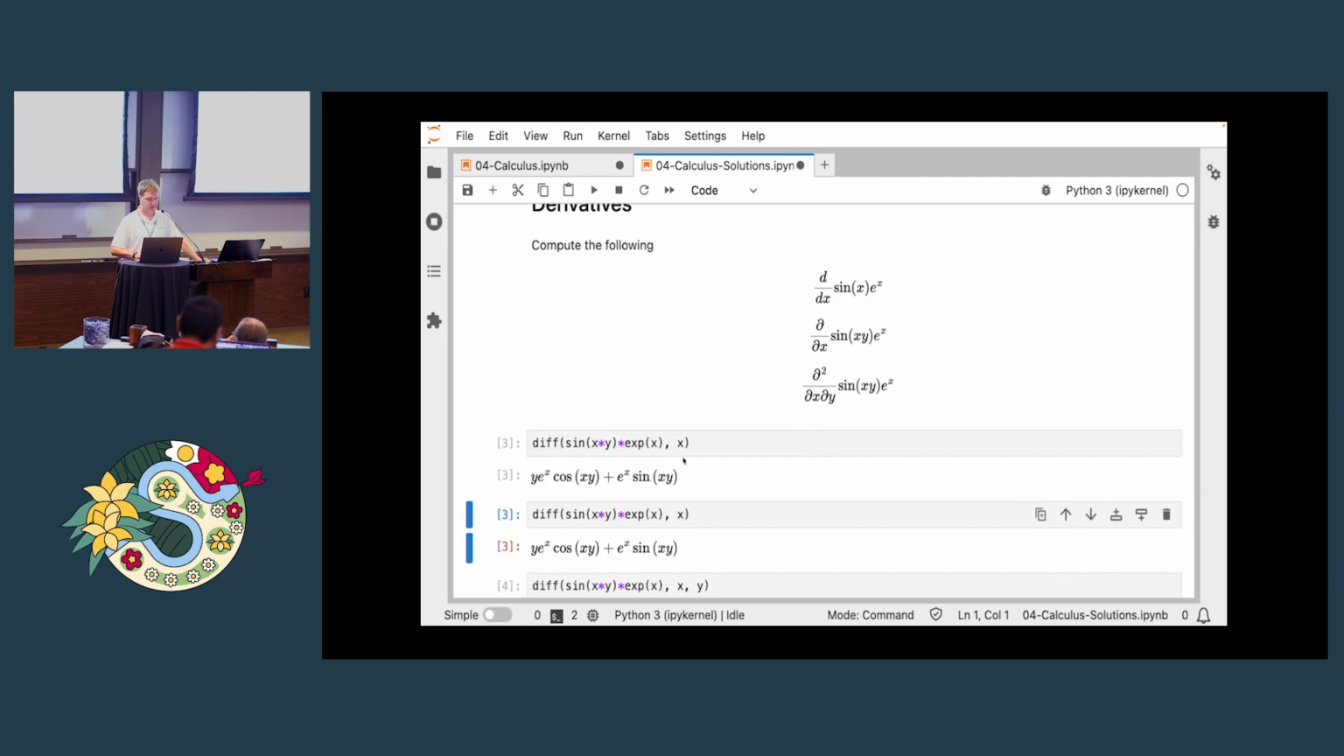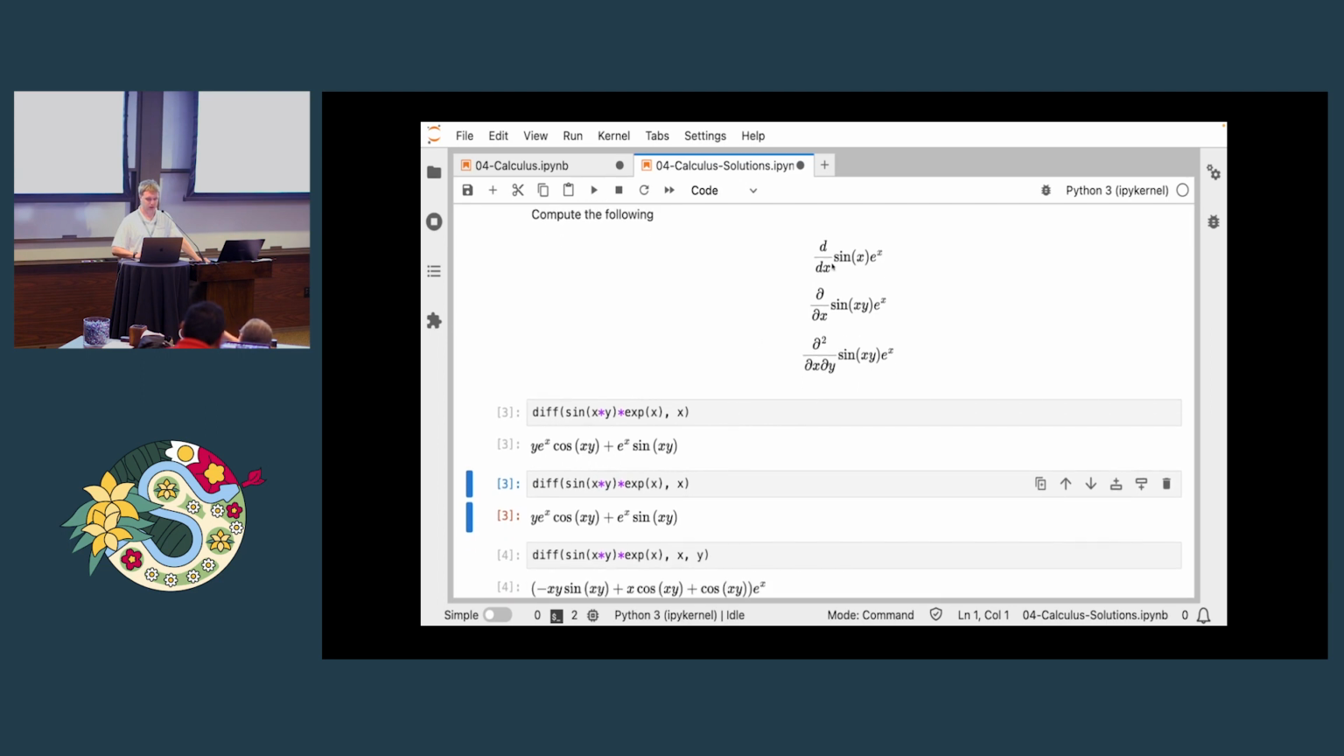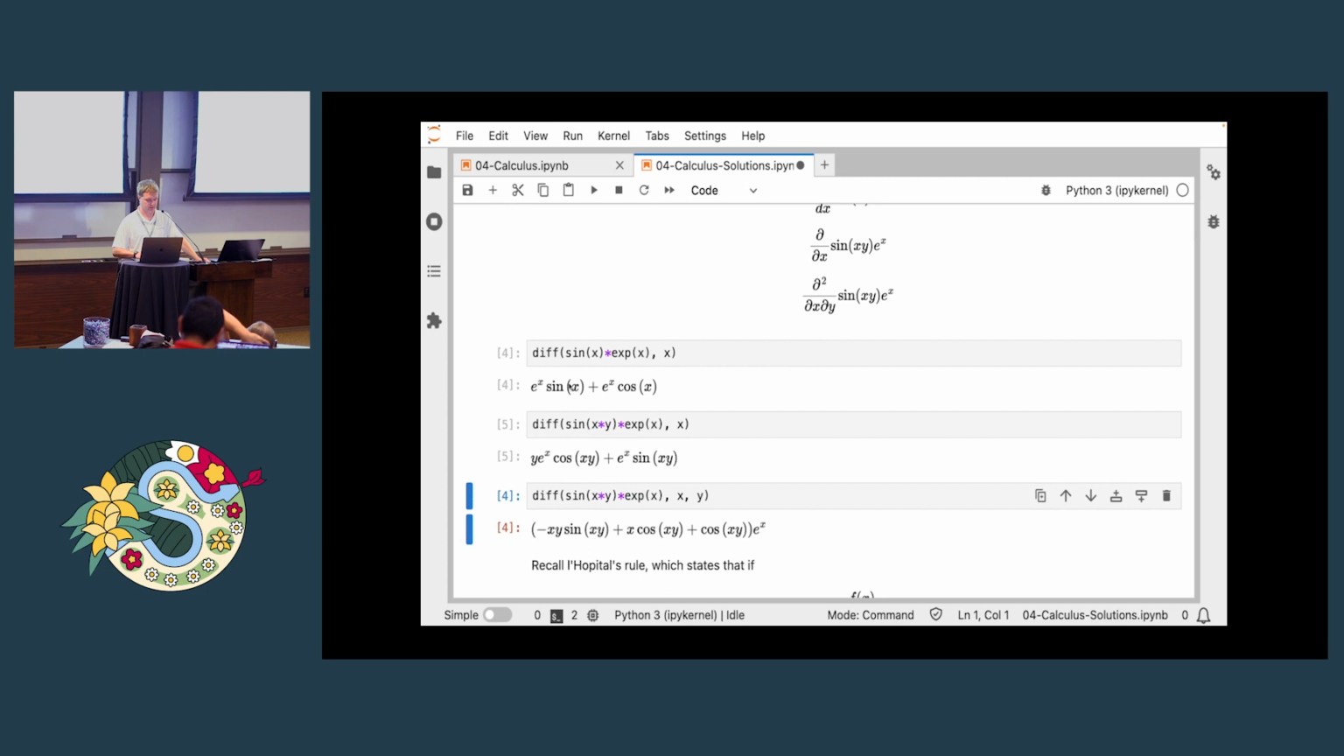But yeah, so the solution here is. Oh, I guess the reason is to show that this is a regular derivative and this is a partial derivative. But again, they're the same thing. SymPy doesn't really make a distinction between this y being a variable that's different from x and being a constant. They're both basically the same thing. So these are both the exact same: just take diff of this expression comma x.